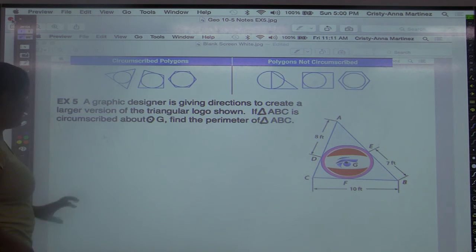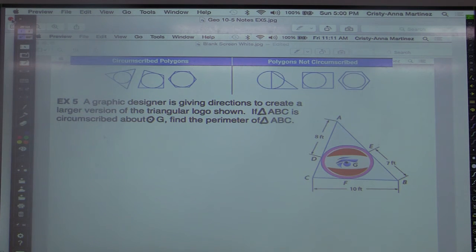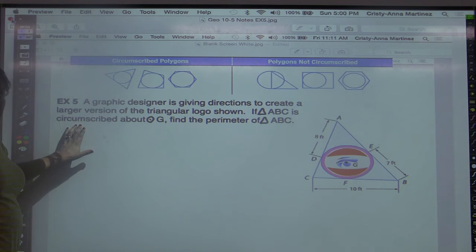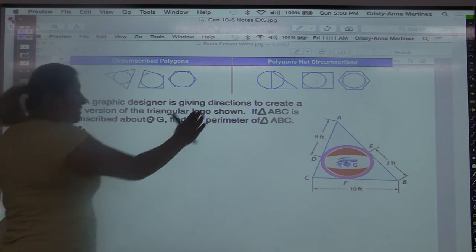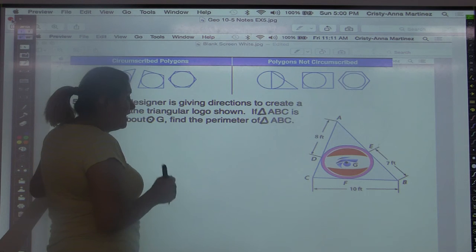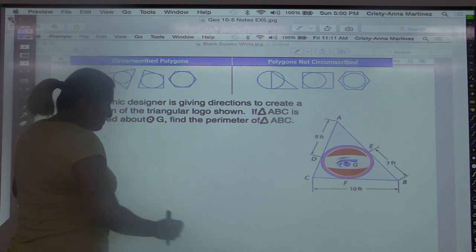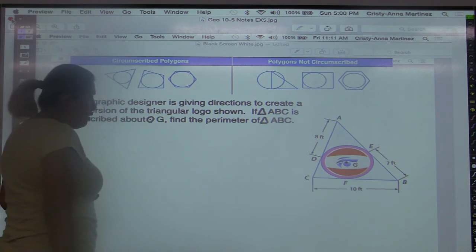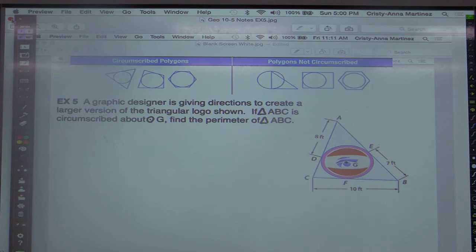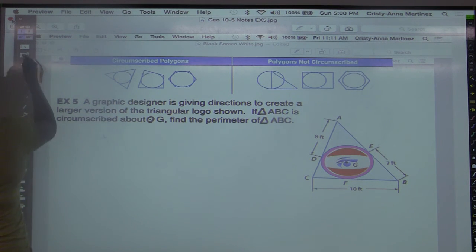In example 5, it says a graphic designer is giving directions to create a larger version of the triangular logo that is shown. If triangle ABC is circumscribed, which means that all of the sides of the triangle are tangent to the circle G, they want us to find the perimeter of triangle ABC. This might appear to be a bit of a doozy, but it's actually not that big of a deal because all of the information is already on the diagram. So we're going to show you what that means.